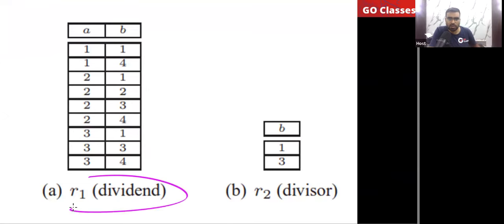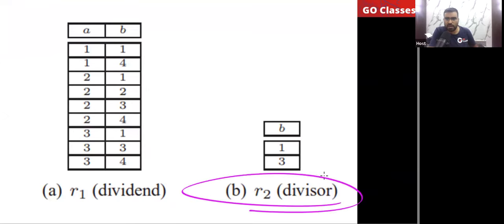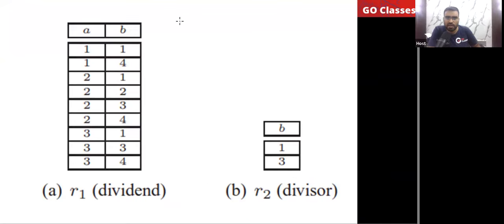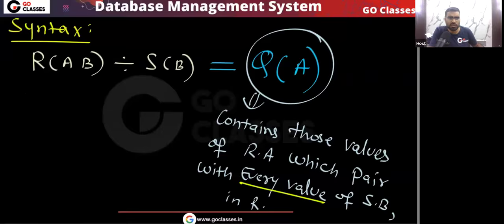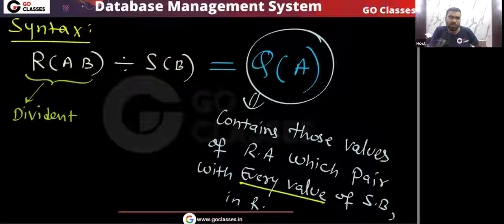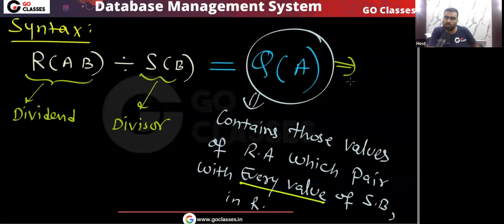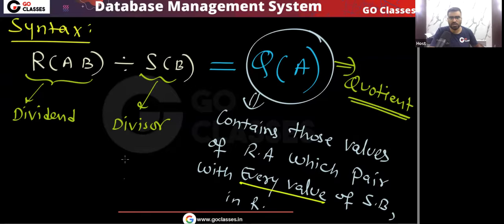So let's see this. You have R1 as the dividend and R2 as the divisor. It means I want R1 divided by R2. Remember when you do R divided by S, this is called the dividend, this is called the divisor, and this is called the quotient. Very simple. The result is the quotient.